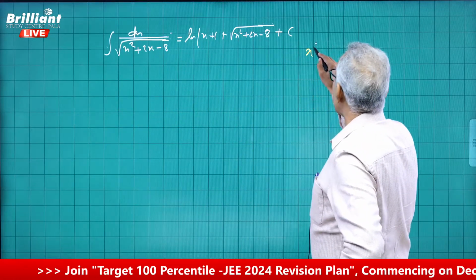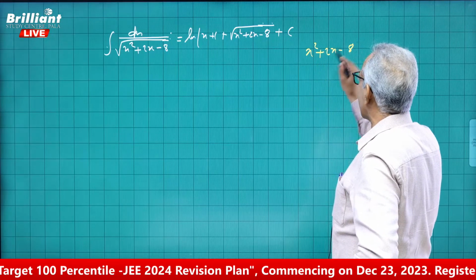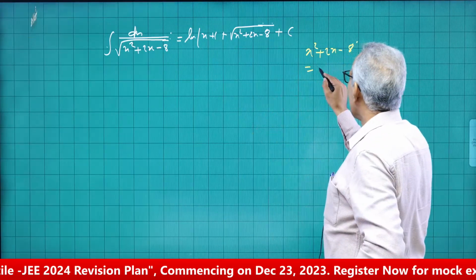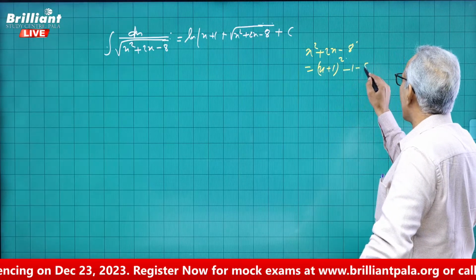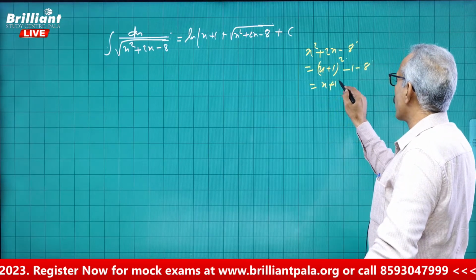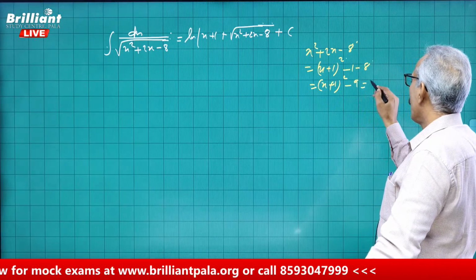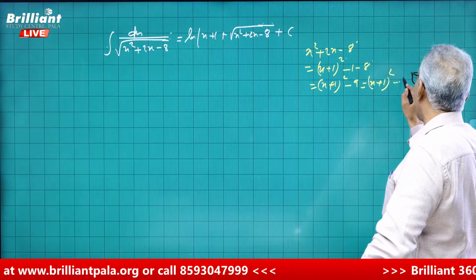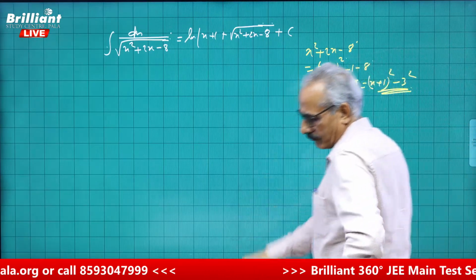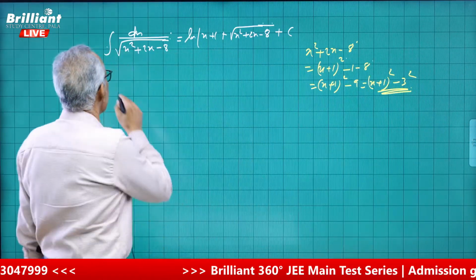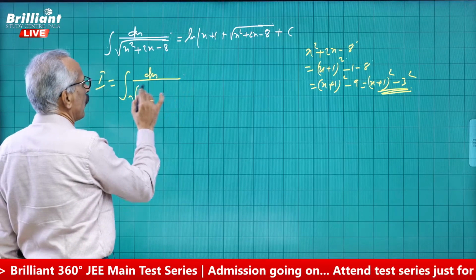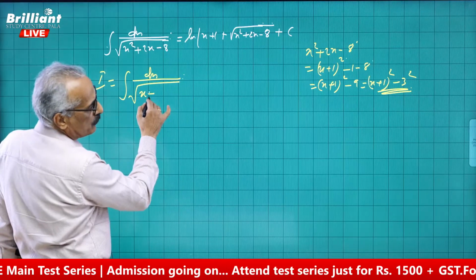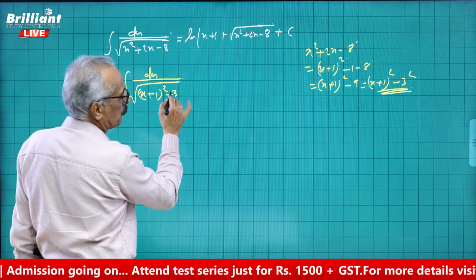See, we have x square plus 2x minus 8. Complete the square as I told you. This is x plus 1 the whole square, minus 1 minus 8. So it is x plus 1 the whole square minus 9, or x plus 1 the whole square minus 3 square. Now this integral will be equal to integral dx divided by square root of x plus 1 the whole square minus 3 square.